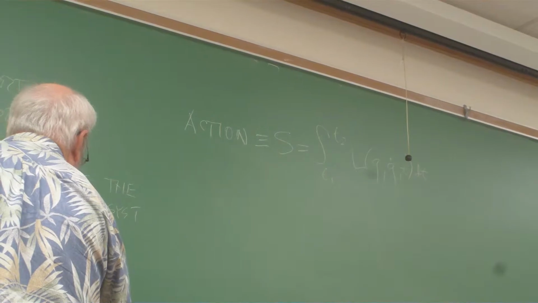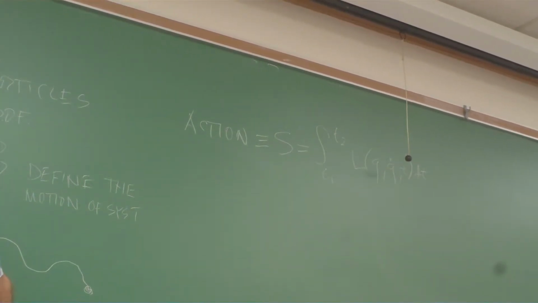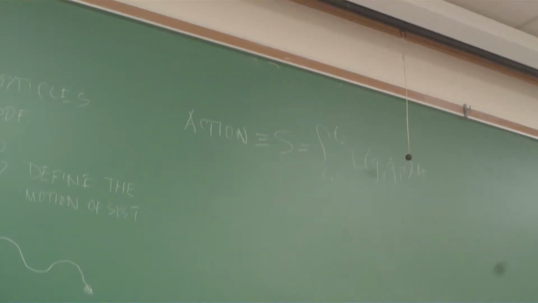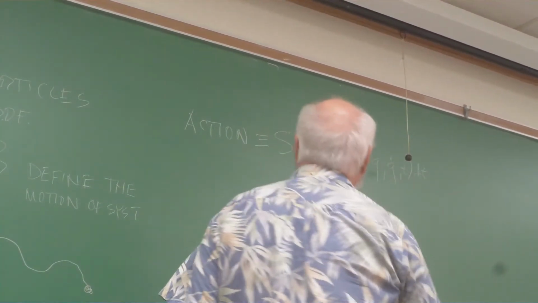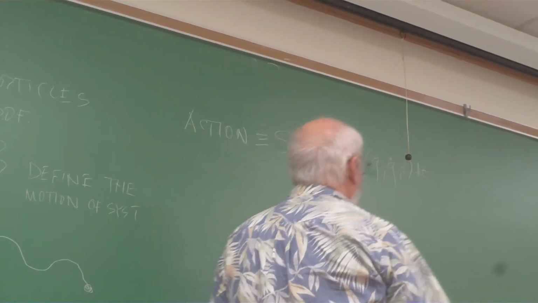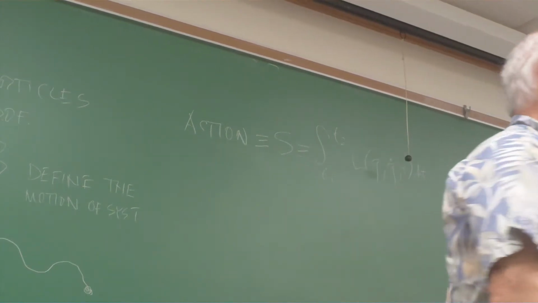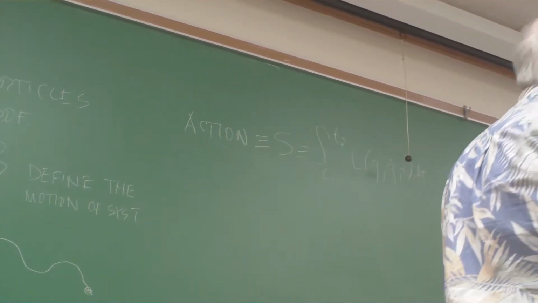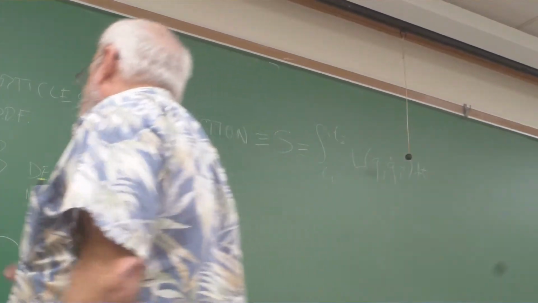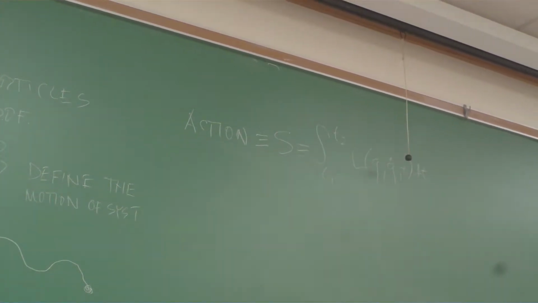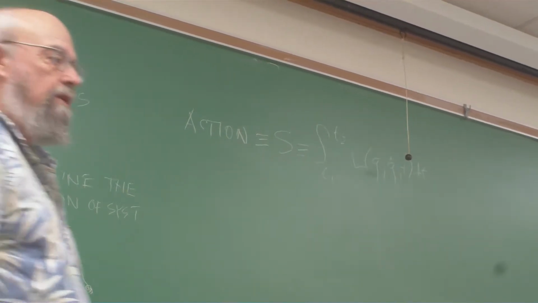And this path can be any old path. And the action is by definition the integral of this as yet unknown function L of Q, Q dot, and T between those two points. And the two points are fixed. And we need this, although later it can get relaxed, that it has to go between two fixed points.